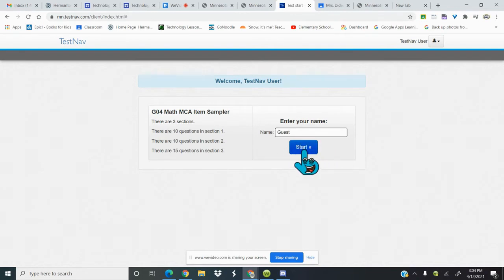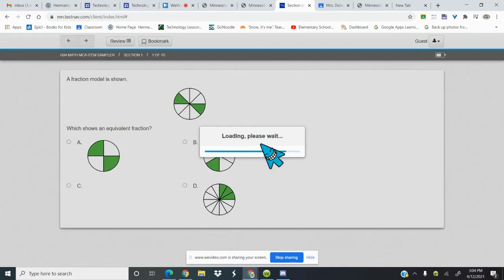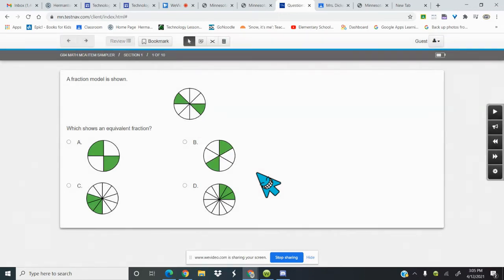And I'm just going to click on start. It's going to take me to section 1, 10 questions. And here's my first question. I'll go through most of this test or all of this test with you just because I want to show you a few things as we move along. So here we go, and then you can do sections 2 and 3 on your own.